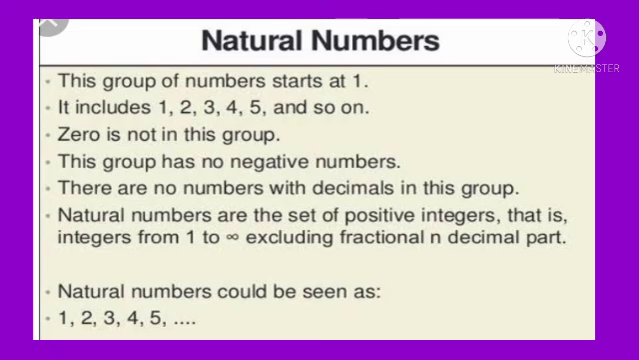The properties of natural numbers. This group of numbers starts at 1. It includes 1, 2, 3, 4, 5 and so on. 0 is not in this group. This group has no negative numbers. There are no numbers with decimals in this group. Natural numbers are the set of positive integers, that is integers from 1 to infinity, excluding any fractional and decimal part. Natural numbers could be seen as 1, 2, 3, 4, 5, etc.